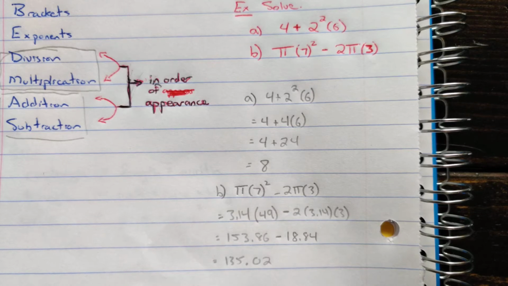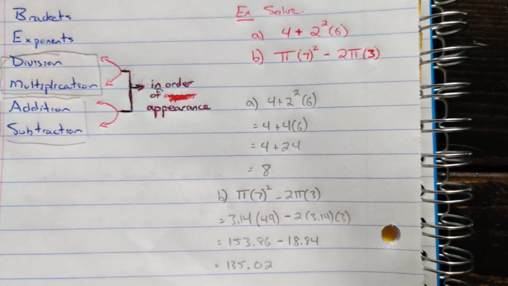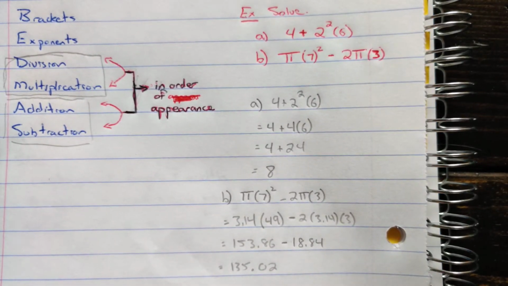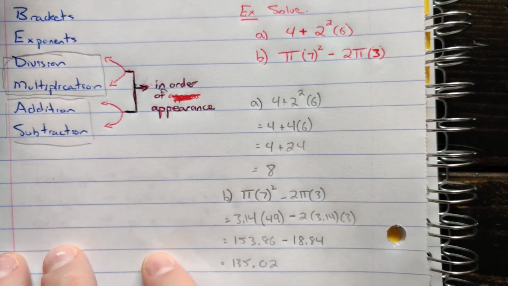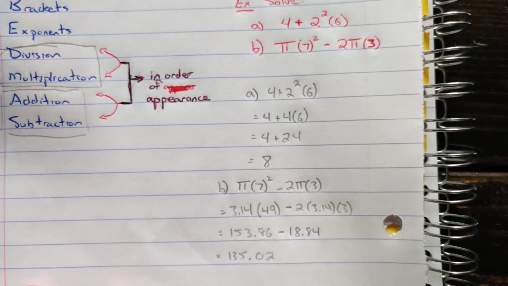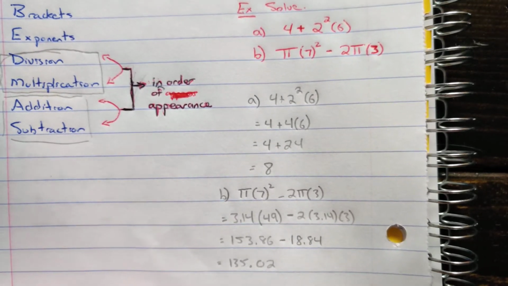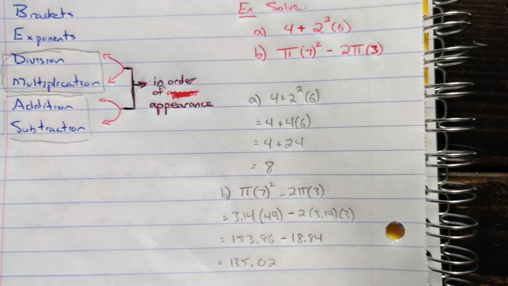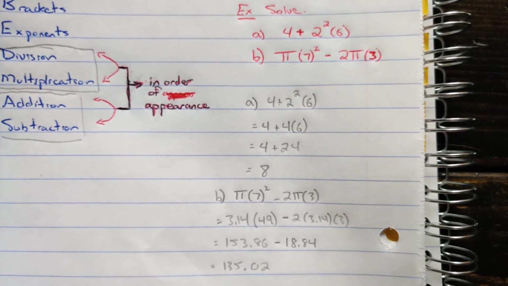So we're just doing everything in order. A lot of times your calculator will do these for you, but if you don't have a scientific calculator or you mistype something, you got to understand how your calculator works because some of them work in different ways. So doing it this way will make sure that you do it in the right order.